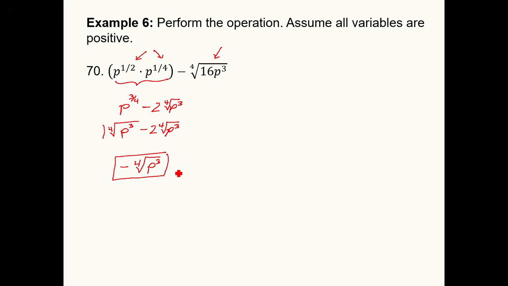All right, so that is simplified, or we could have written it with a rational exponent, called it negative p to the 3/4 power. Those are both equivalent ways of expressing the simplified result of that operation.